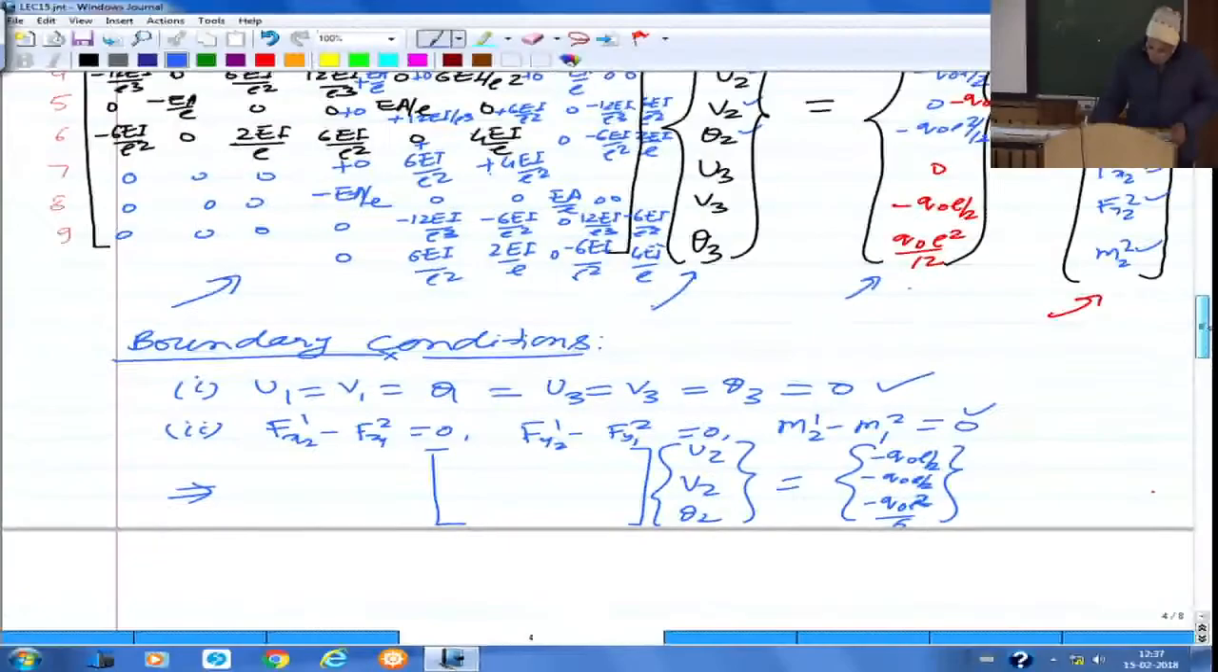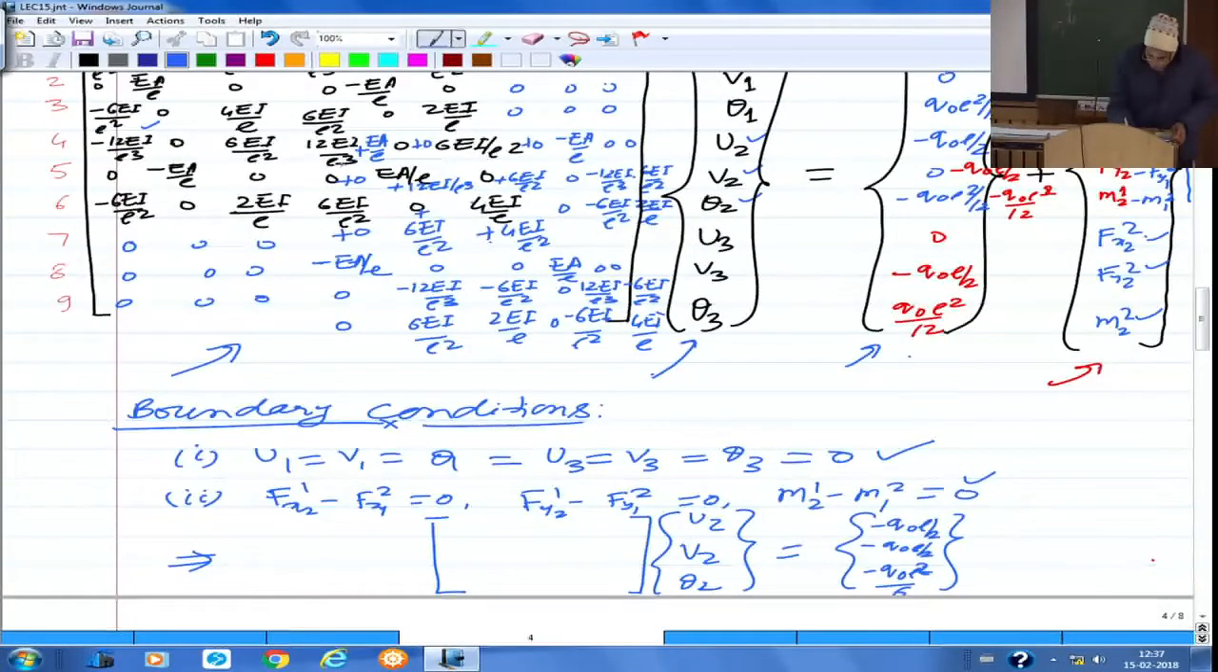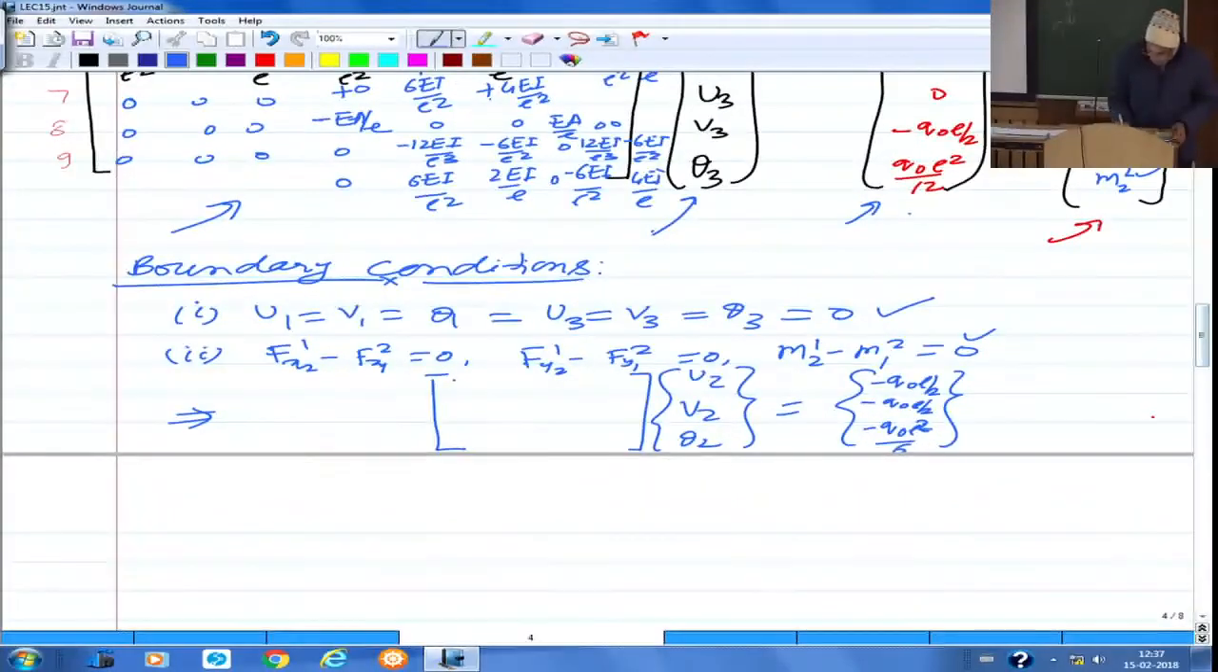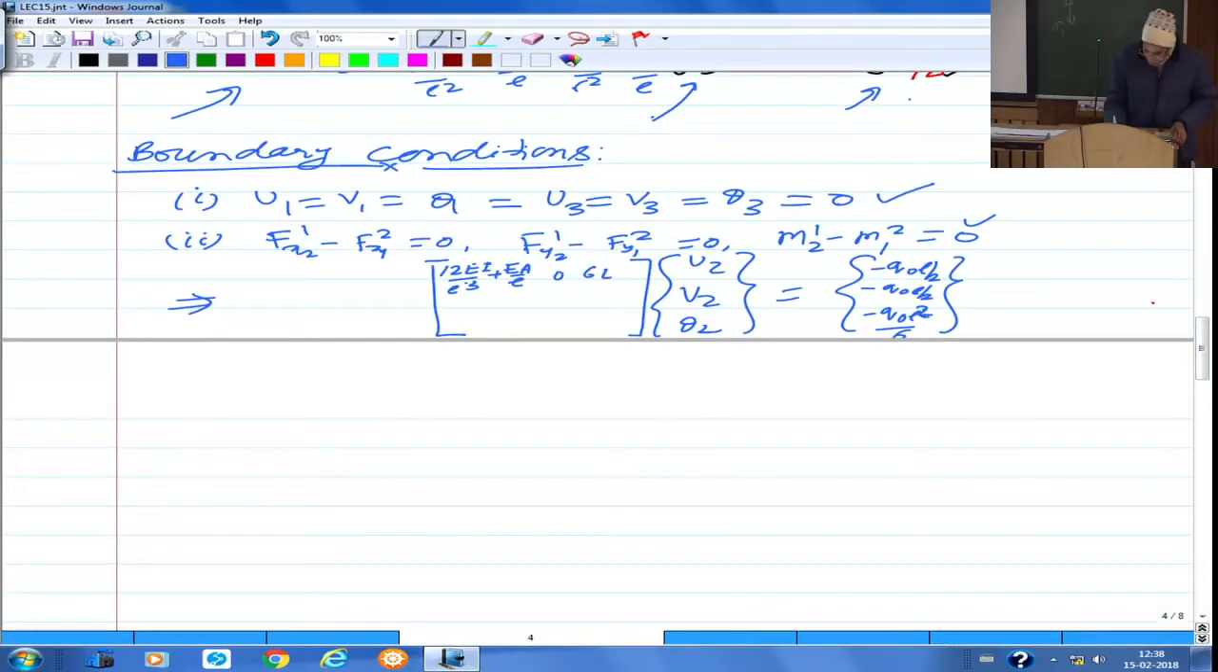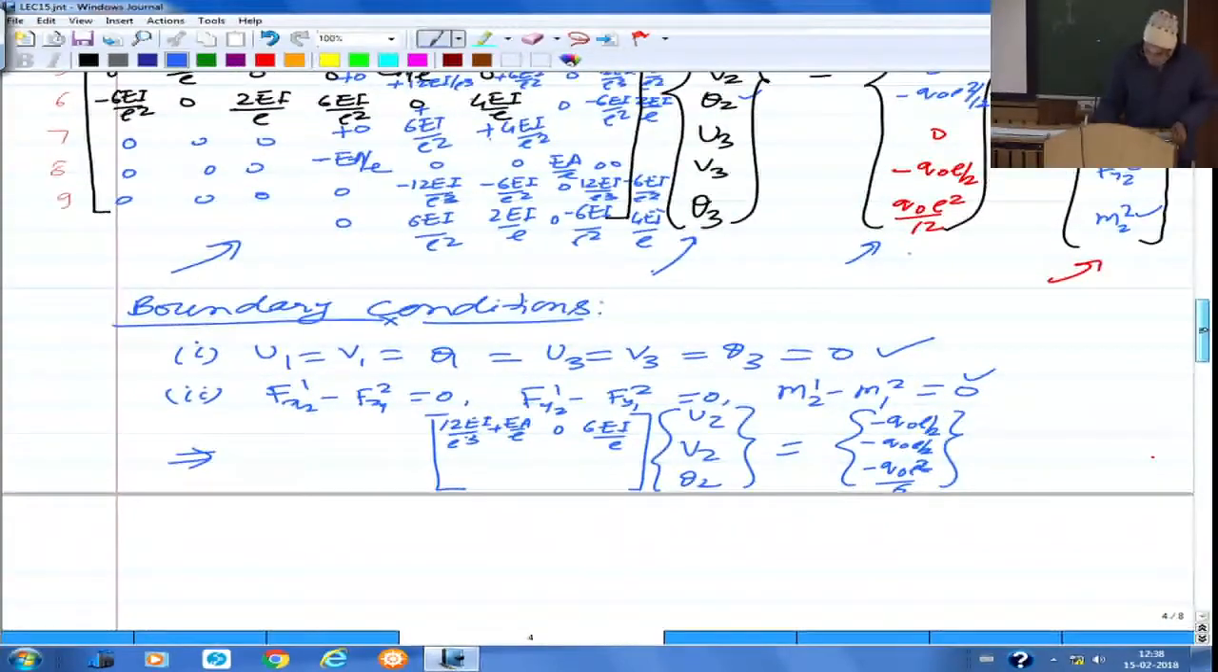And on this side, this is the first one, so 12... no, I am not going to copy the whole thing. 12 EI by L cube plus EA by L, that's the 4th row, 4th column here. Then in between you have 0 and then 6 EI by L square. So this is the 4th equation, because u1, v1, theta 1 and u3, v3, theta 3 are 0, so they do not contribute anything to the right side.